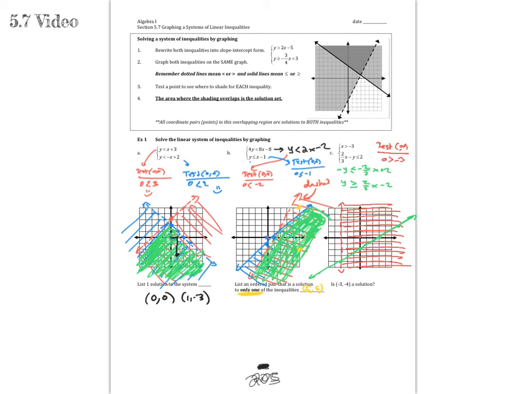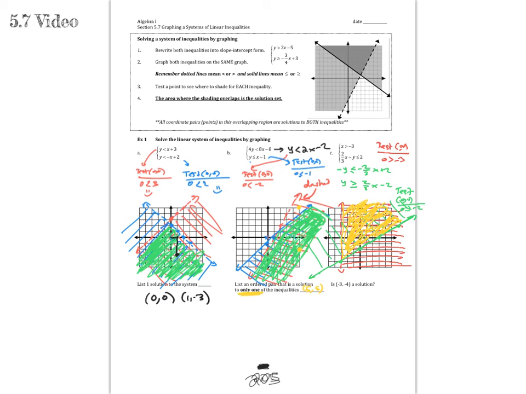Okay, and then in green I'll test, what am I going to test here? 0, 0. And when I do that, we get 0 is greater than or equal to negative 2, which is true. Okay, so I'm going to shade towards 0, 0 on the green line. Okay, and now I can see that I get an overlapping shading in this section here. So I darken it in, and those are my solutions.